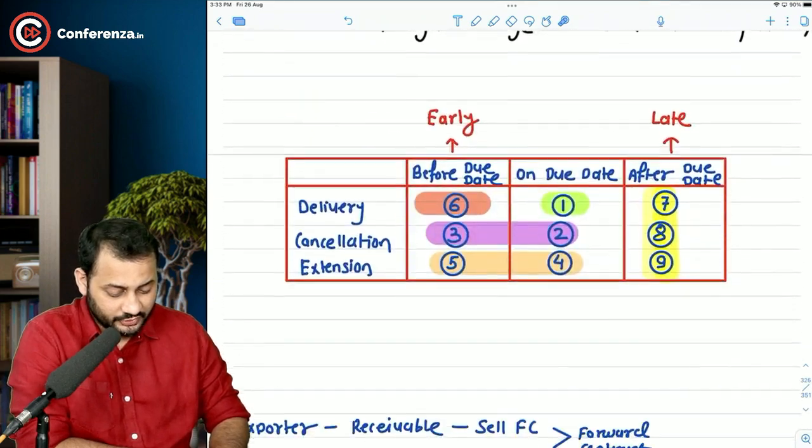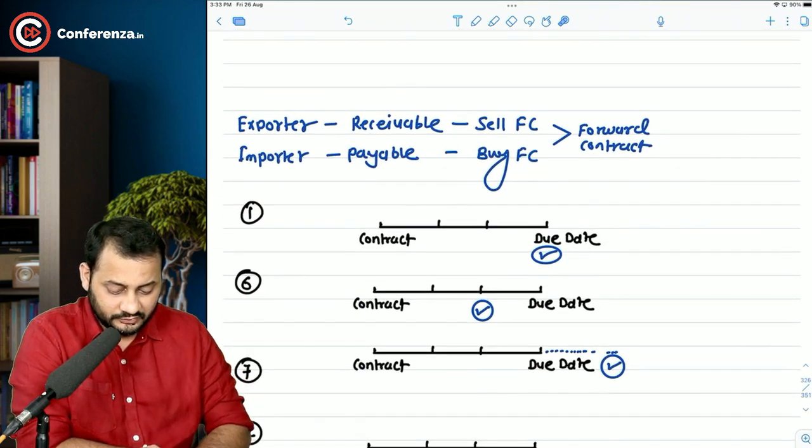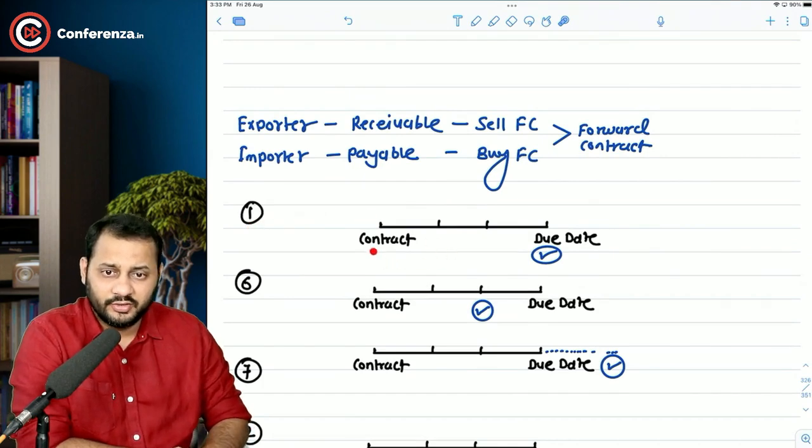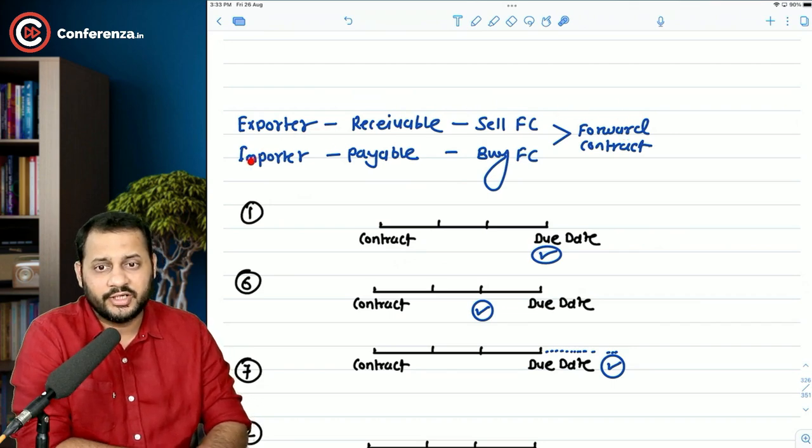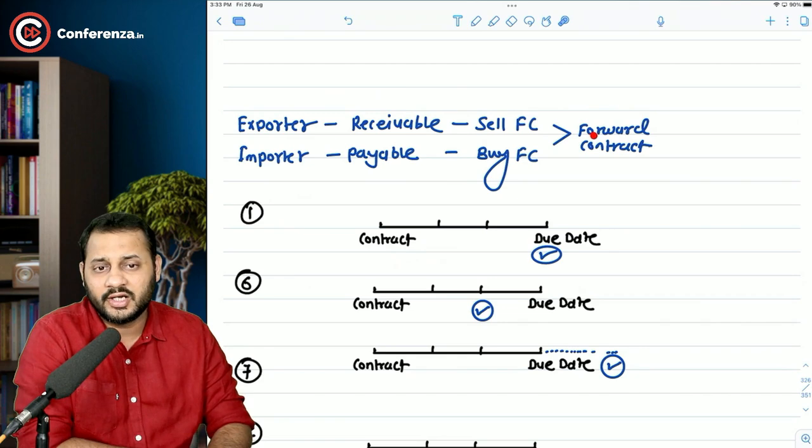Let's say for example, I will show you. The first situation is this. You enter into a contract with the bank on this date, and 3 months is the due date. For the exporter, there are receivables, and those receivables have to be sold to the bank. So the exporter will sell foreign currency to the bank on due date, and in that case we will sell the forward contract. So the exporter will mostly enter into a forward contract if the base currency is the foreign currency.